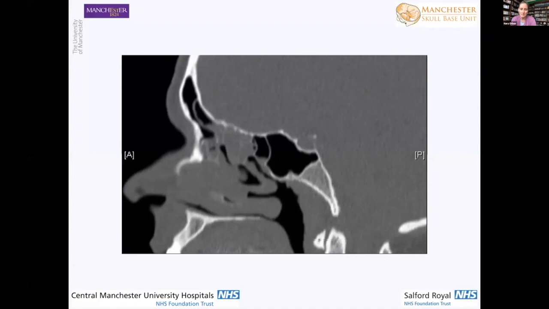It looks like, after you've done your proper uncinectomy and anterior ethmoids, a frontal sinus balloon would be a relatively straightforward ask, although you'd have to maneuver yourself around that posterior cell, but it would probably work well. So yeah, brilliant.